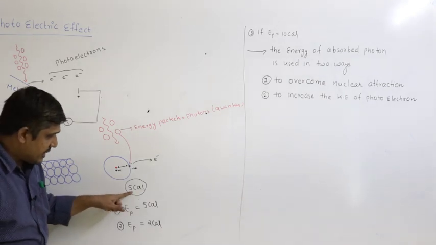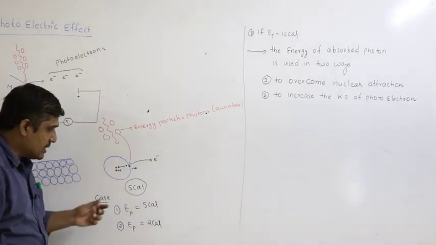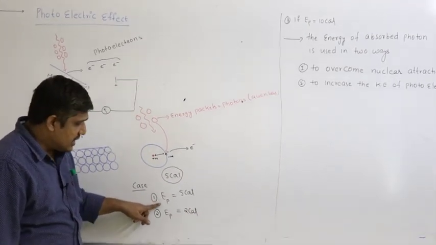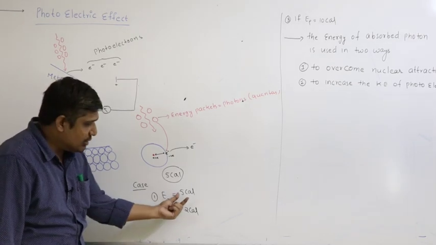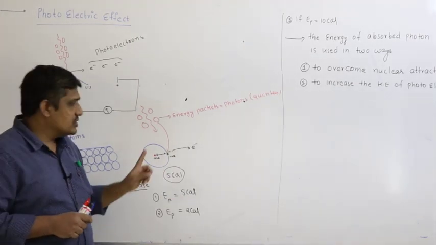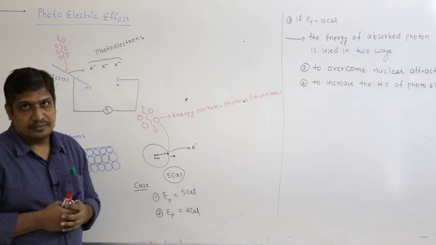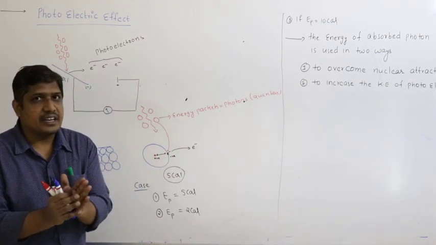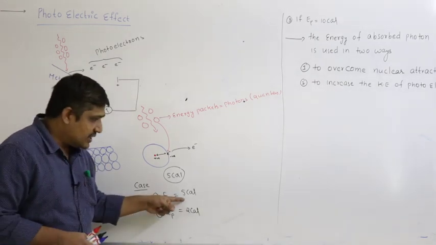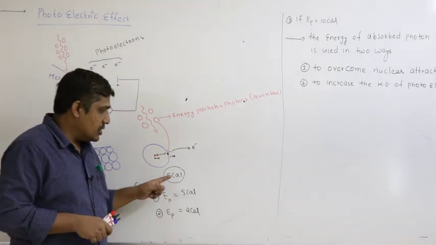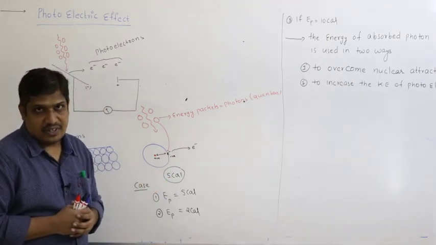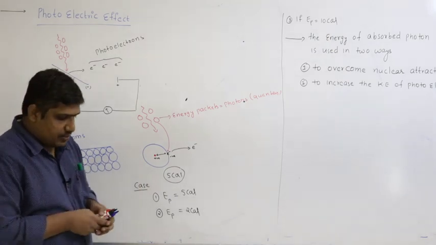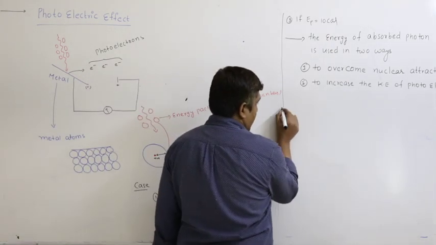So to overcome nuclear attraction, let us come back to the previous example. 5 calories is the minimum energy. In the first case, the energy of the photon is 5 calories. So this is the minimum energy required to just knock out the electron. So the electron will overcome, but when it comes out, does it possess any kinetic energy? No, because whatever energy it has gained is completely used to overcome the nuclear attraction. So this is the minimum energy to overcome the nuclear attraction. This minimum energy we call the work function.